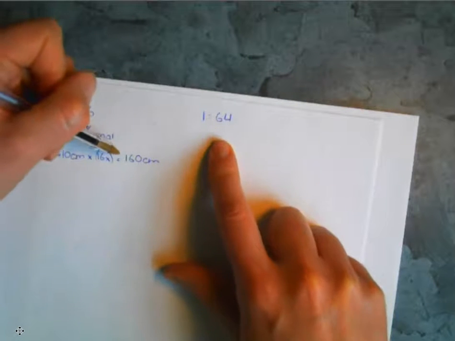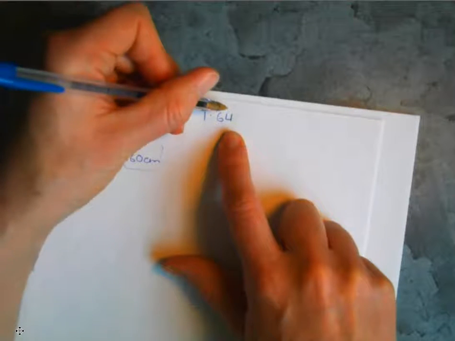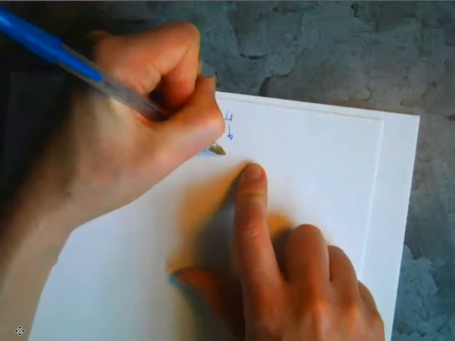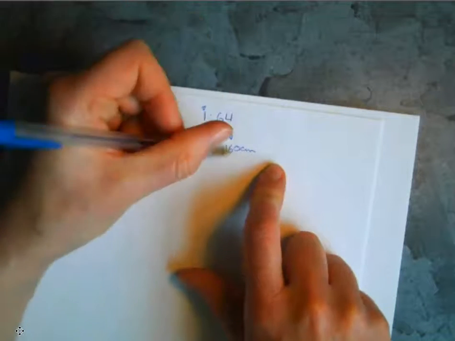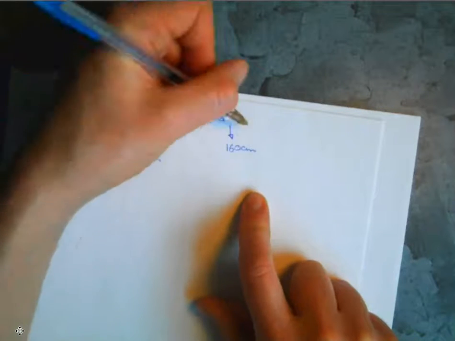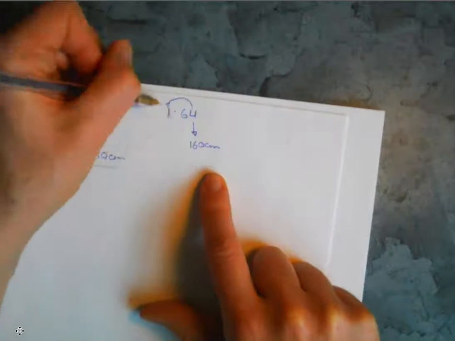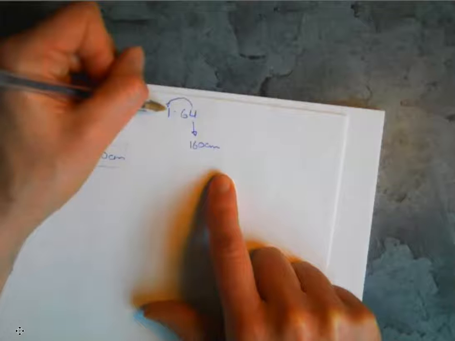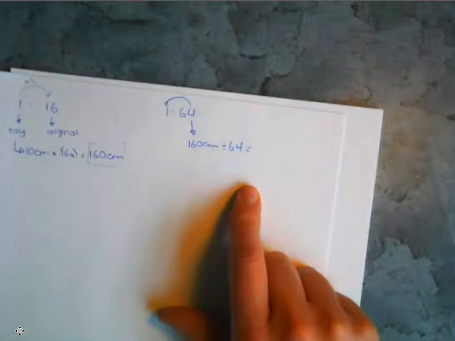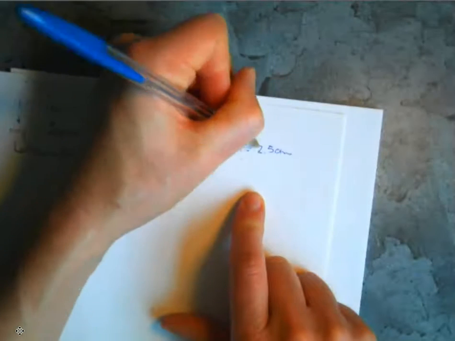So what we can say now is, if the original length was 160 centimeters, we can solve for the scale length by going in reverse. If this one was 160 centimeters, how do we get from 64 down to 1? Well, we would have to go 64 divided by 64, which gives us 1, right? So that means in order to get from our original length to the length of the toy, we need to divide by 64 as well. So 160 divided by 64 gives us 2.5 centimeters as the length.